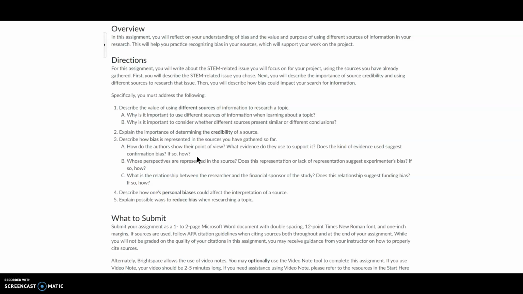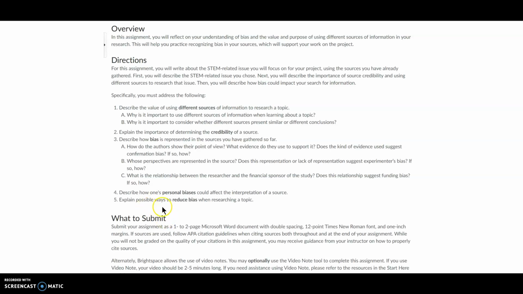And then for 4, describe how one's personal biases could affect the interpretation of a source. So how could your personal bias about the topic affect the interpretation? So on my topic on fracking, I have a personal bias because there's fracking wells in my community. I don't like them. They're noisy. They've created earthquakes. They have created water pollution. So that's something that I am personally biased about.